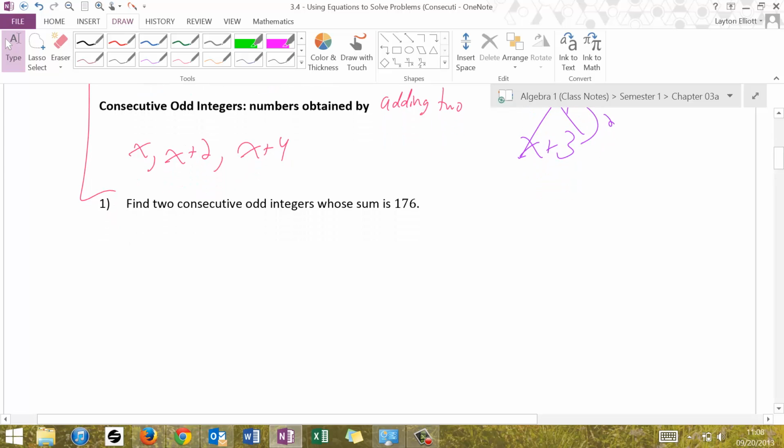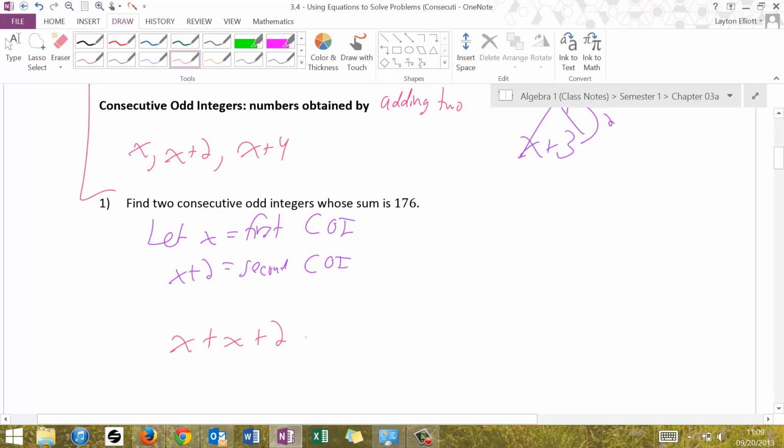In number 1, the first consecutive odd integer, we're going to say let x equal the first COI. It wants 2 of them, so x plus 2 is going to be the second consecutive odd integer. If the sum is 176, we say x plus x plus 2 is 176, because "sum" means add. Well, no, "is" means equals. This means sum.